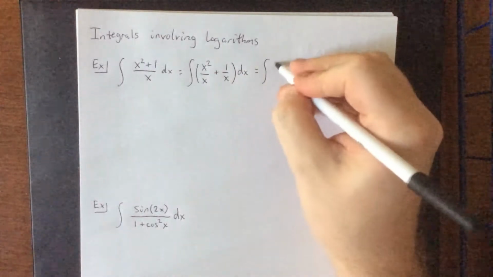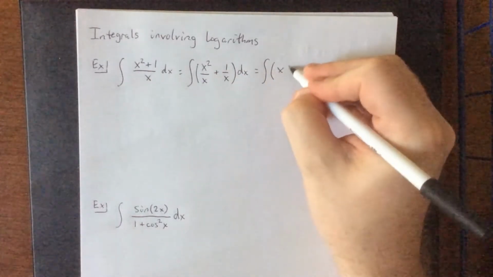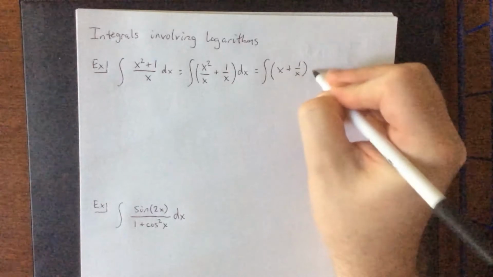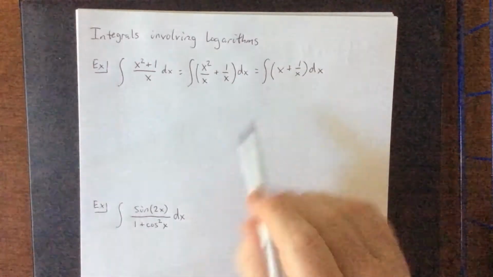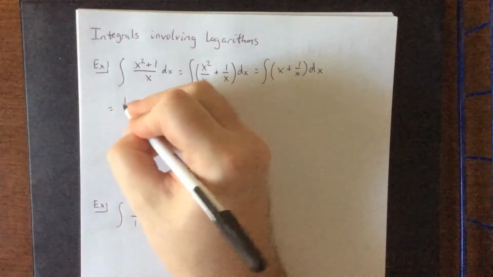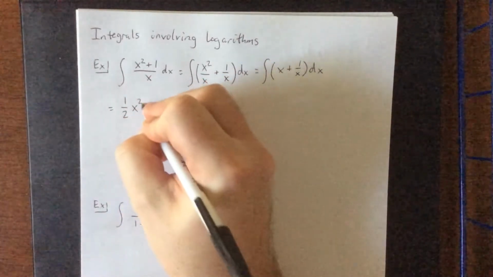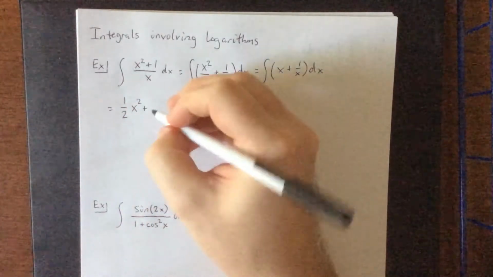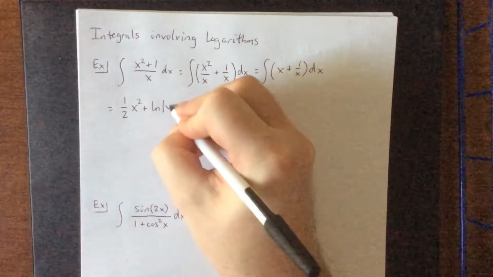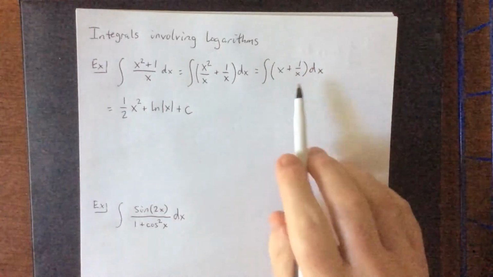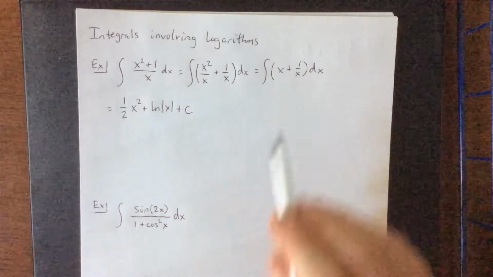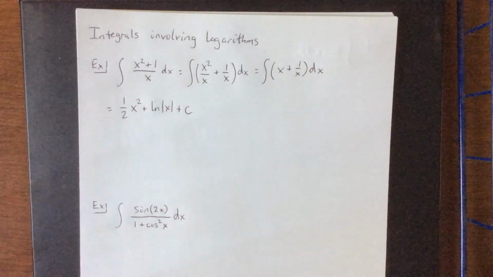X squared over x reduces down to x, and 1 over x is just 1 over x. Now, the x can be integrated using the power rule. We'll call that one half of x squared. And the 1 over x will integrate into the natural log of the absolute value of x plus c. We're going to see that integral show up a couple more times as we work through our examples.